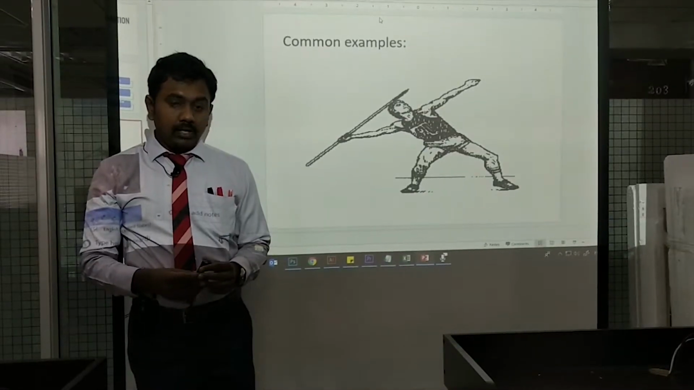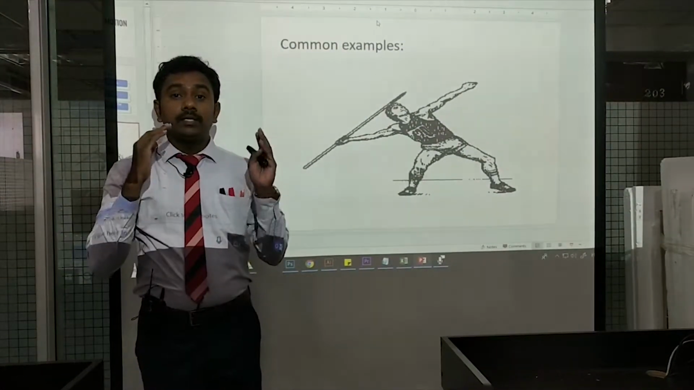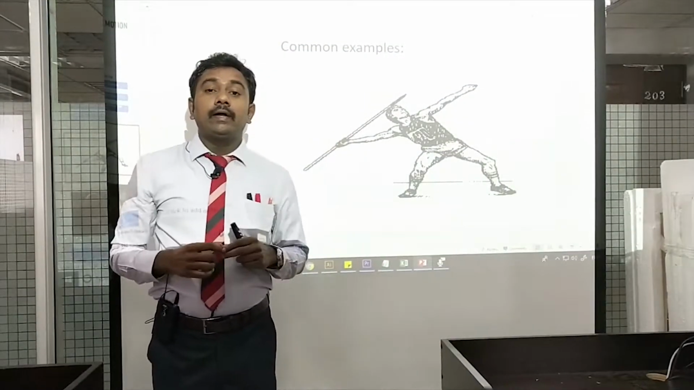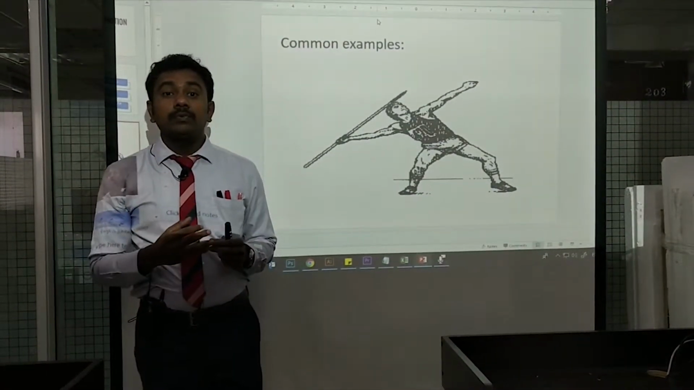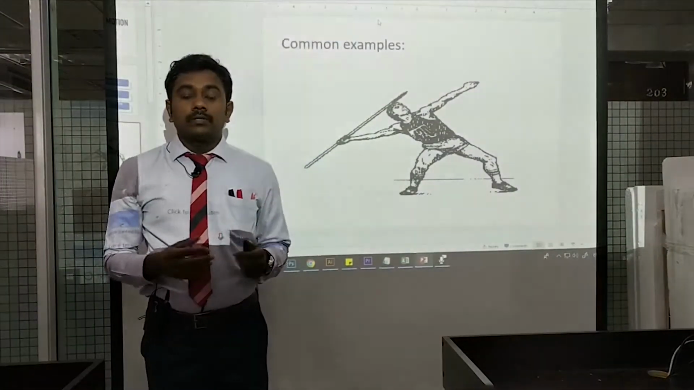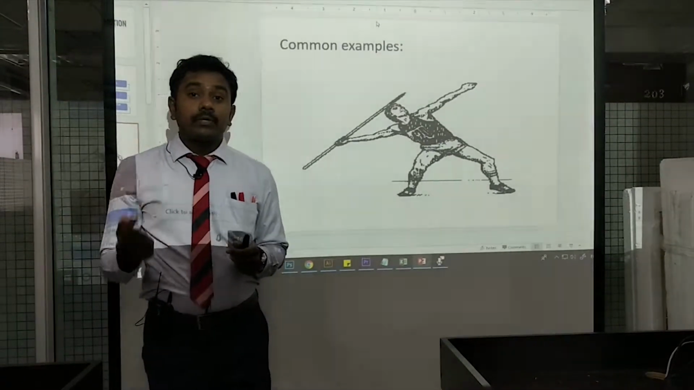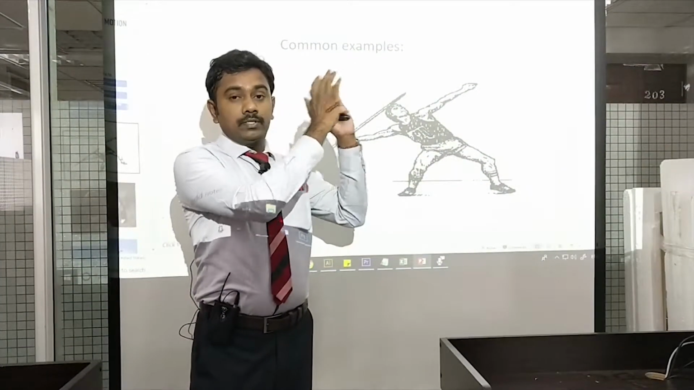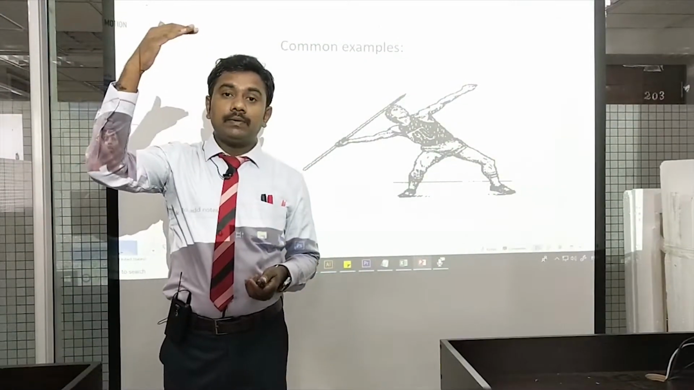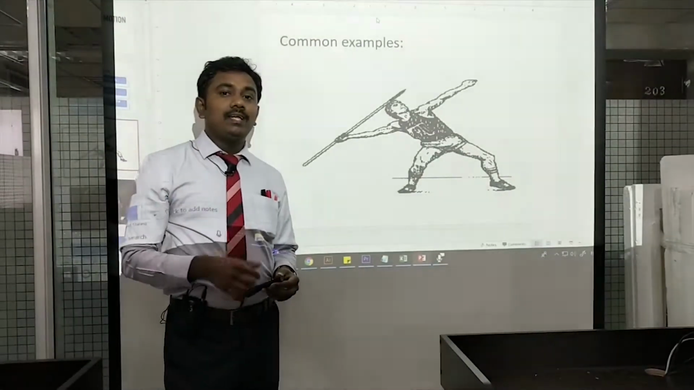Here, I would come up with a definition of projectile motion. The projectile is any object that is launched into the air, and the only force acting on the projectile is the gravitational force. So, the definition is very simple to understand. A projectile has to be any object which is launched into the air, and the only force acting on it should be the gravitational force. Now, let us look at some daily life examples.